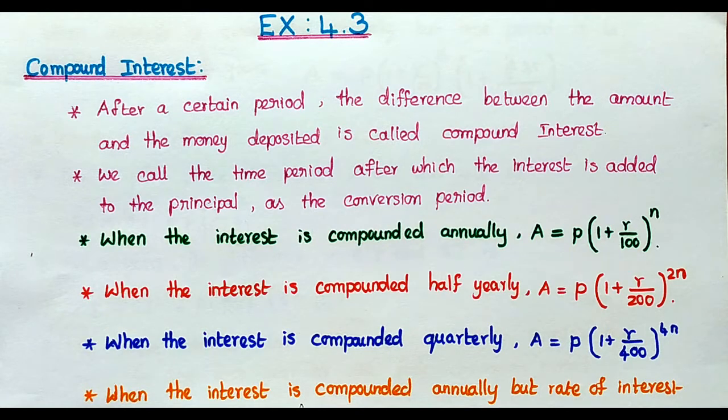When the interest is compounded annually, but the rate of interest differs year by year, that means A equals P into (1 plus a by 100) into (1 plus b by 100) into (1 plus c by 100). Listen, a, b, c are the different rates of interest, so this formula we have to apply.